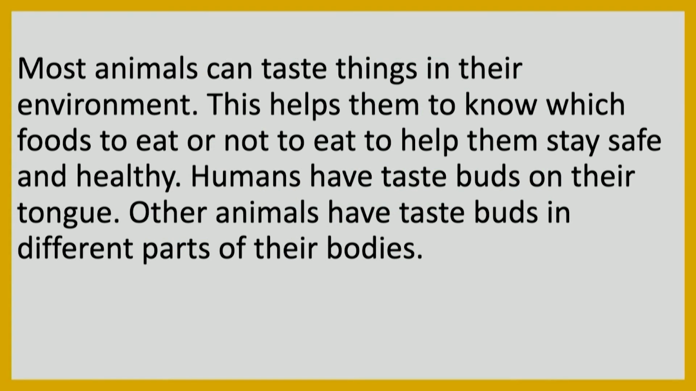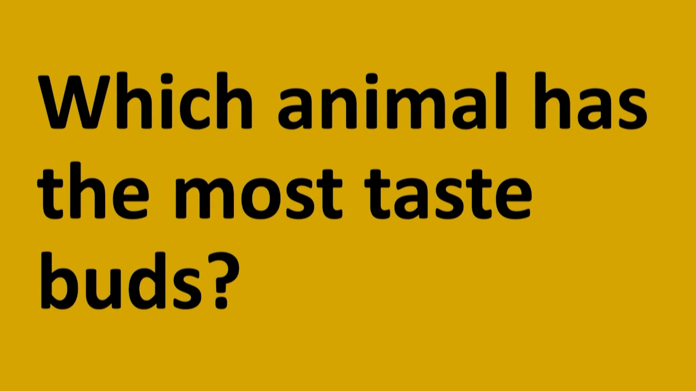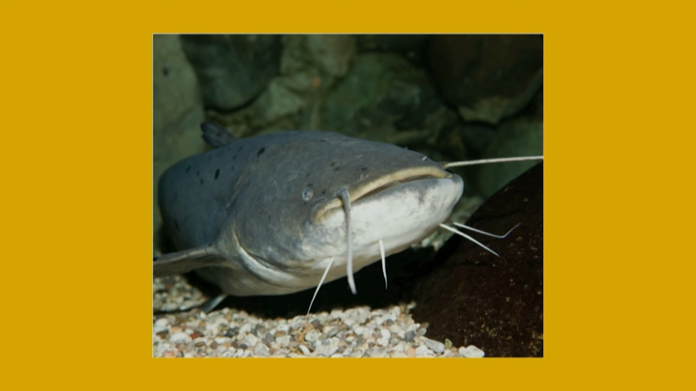Most animals can taste things in their environment. This helps them to know which foods to eat or not to eat to help them stay safe and healthy. Humans have taste buds on their tongue. Other animals have taste buds in different parts of their bodies. Which animal do you think has the most taste buds? You might be surprised. It's a catfish.